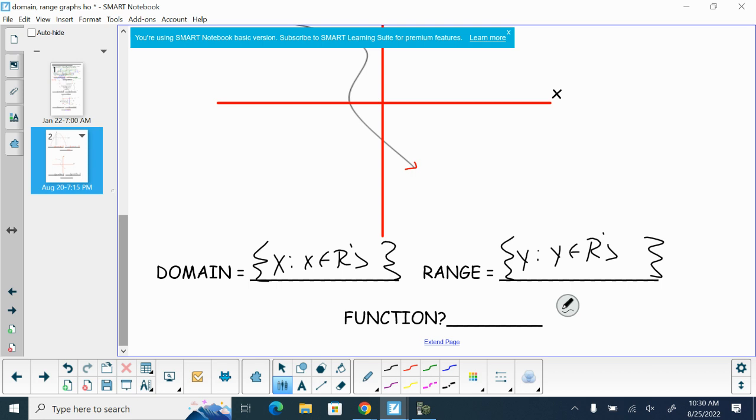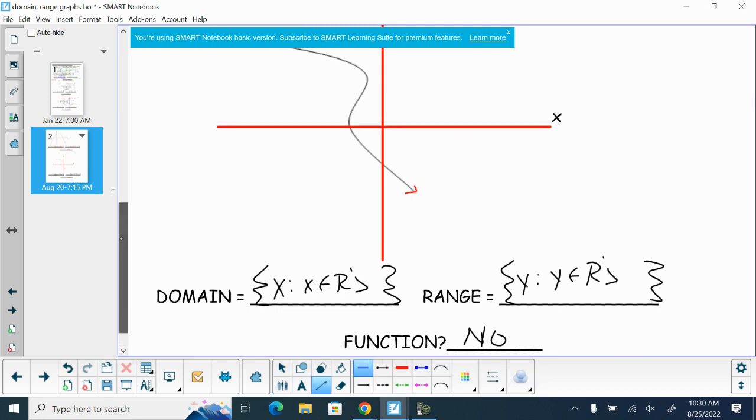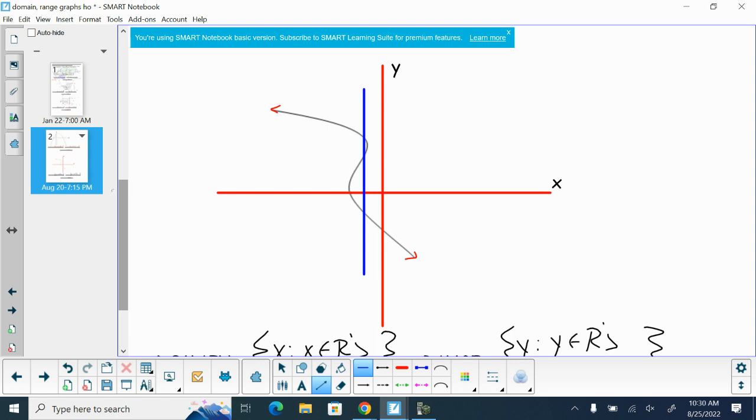Is it a function? No, not a function, because if I draw in my little squiggle there, I have one x value that goes to 3 different y values, so that's not going to be a function.